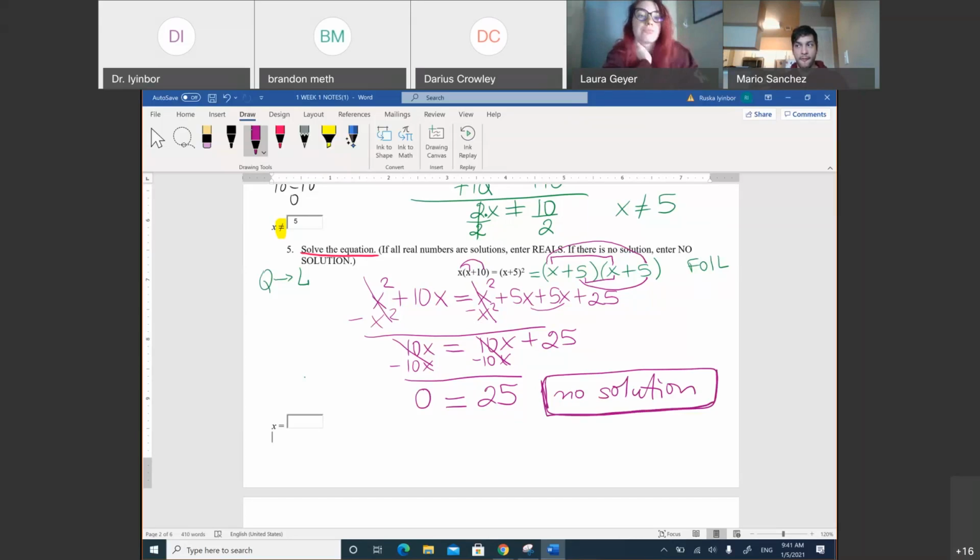So the answer is no solution because when you solve it, x's cancel out, x squared cancel out. So the quadratic equation in the first side looks like quadratic but becomes linear. And then when you solve it, x also cancels, so we have 0 equals 25, which is no solution. Okay? Any questions?